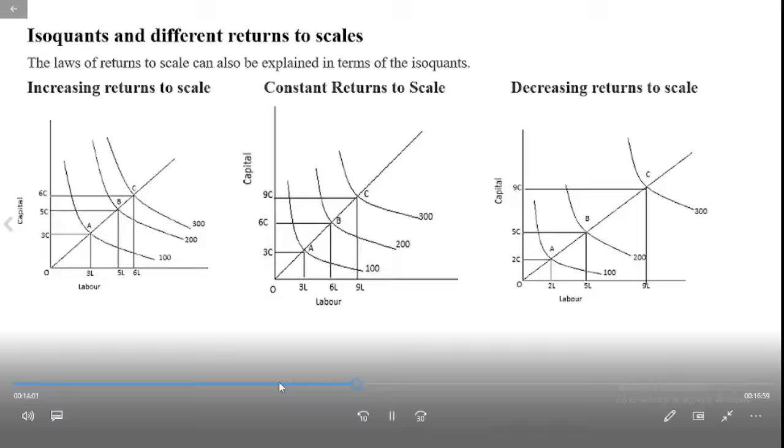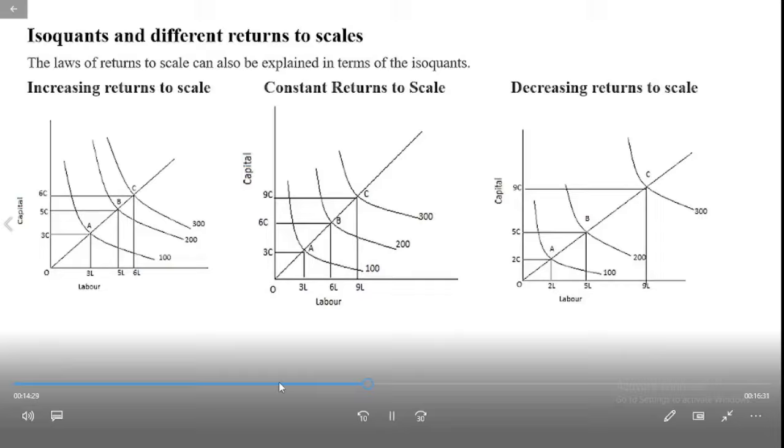That means the gap between the isoquants is decreasing. So we need less and less of inputs, labor and capital, to produce the additional 100 units of output. So that shows the increasing returns to scale with the help of isoquants. Then constant returns to scale. Constant returns to scale means the inputs and output increase at the same proportion.